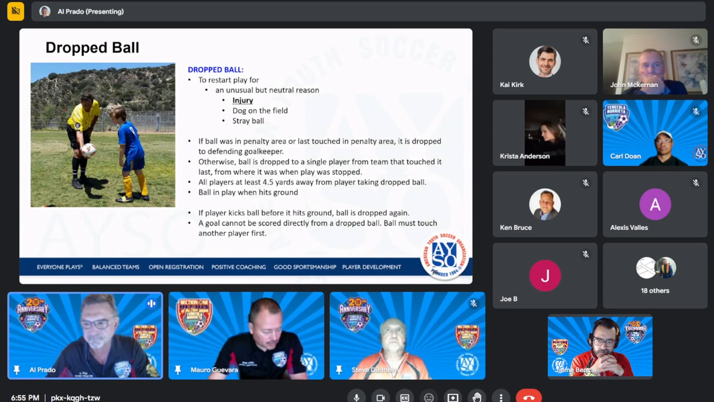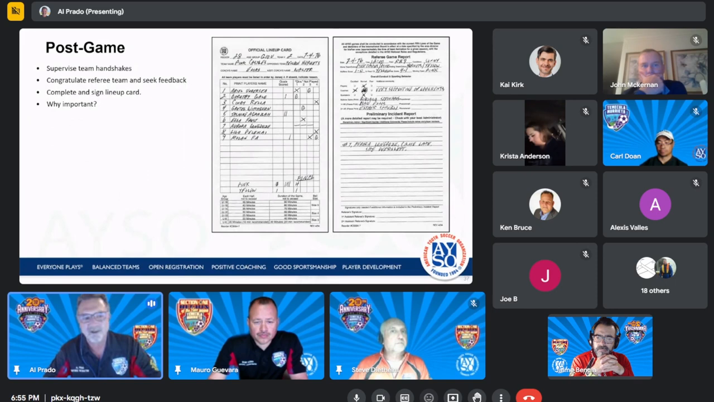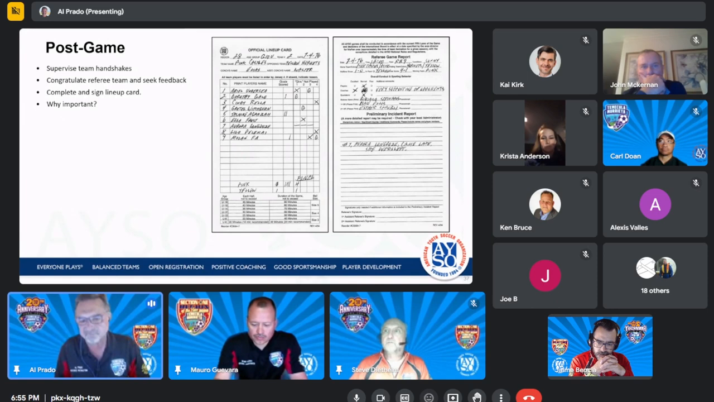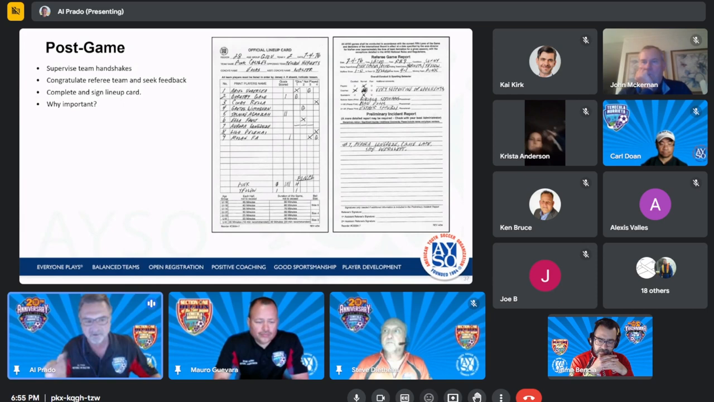Post game, we supervise the team handshakes. Not a lot of bad things happen at the handshakes, but, you know, occasionally, right? There's no rule anywhere that says the keeper must come first. That's sort of a generally accepted practice, but don't let that be a hill you die on. If the keeper doesn't come first, it doesn't matter. There's no rule that says that. We do ask, for safety's sake, that they take the glove off. Not that I suspect anybody has something in their glove, but it's good practice to have an open hand.